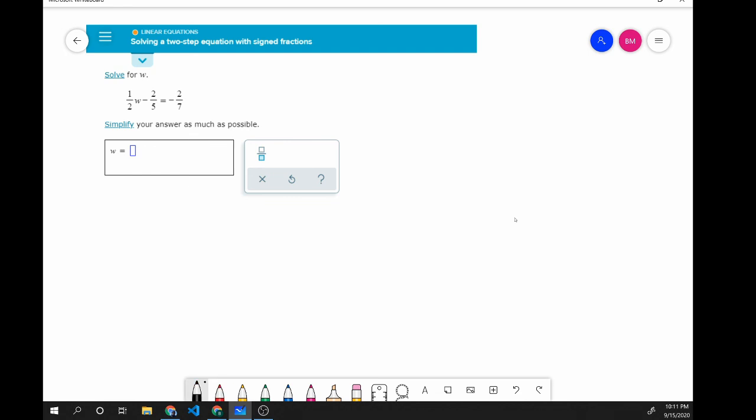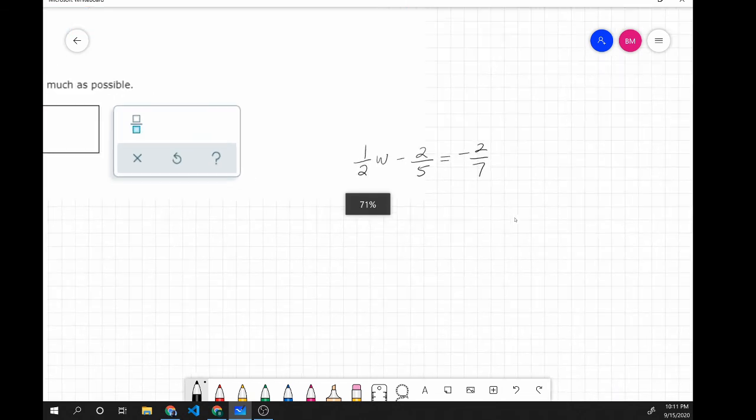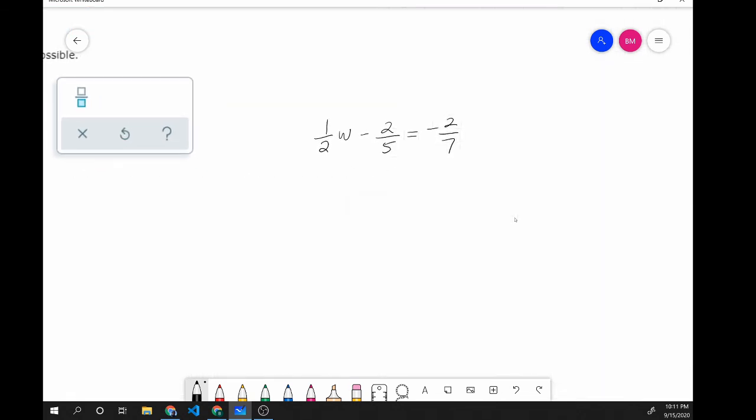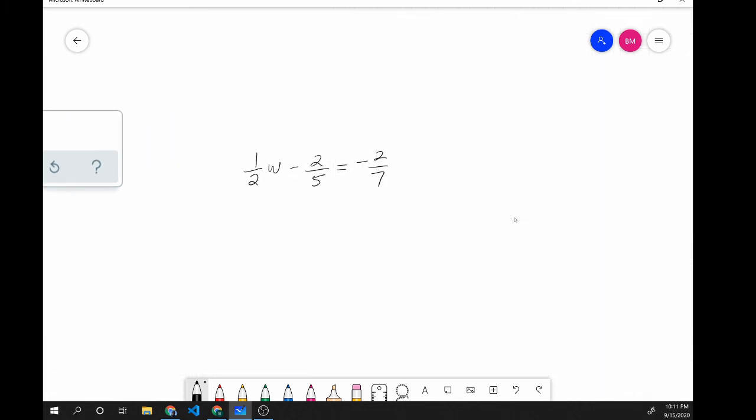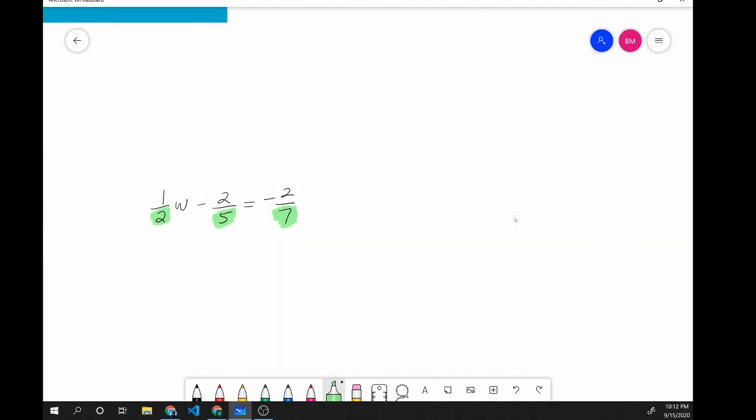My first step is to write the equation out, obviously. So 1/2 w minus 2/5 equals negative 2/7. Now, the key for this problem is to find a common denominator. So you want to find a common denominator for all of your denominators. So for 2, 5, and 7.